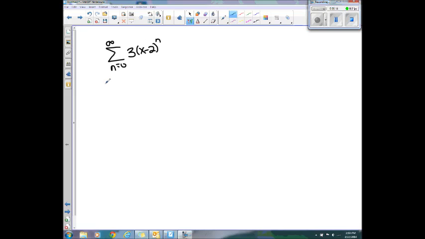Let's look at the series 3 times the expression x minus 2 to the n power. Let's see if we can figure out the radius of convergence and the interval of convergence for this series. Now there's 2 different approaches we can take here. I said we like the ratio test, and it will work for us here as well.